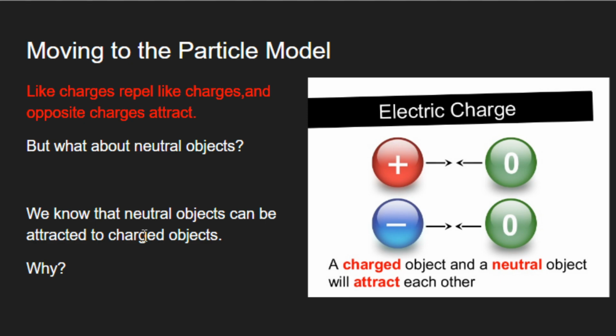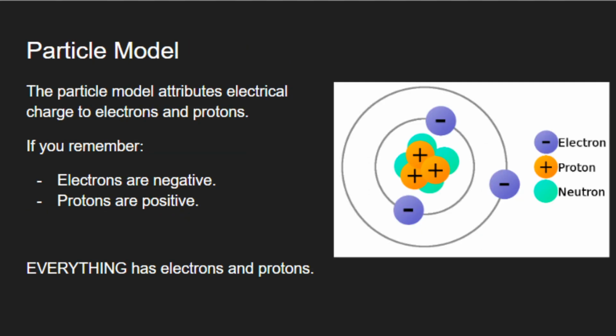Is the wall supercharged one way or the other? Probably not. So why can neutral objects be attracted to charged objects? The previous, old models confounded this; it didn't quite make sense. The particle model attributes electrical charge to electrons and protons. And if you remember, I hope you do, electrons are negative, protons are positive. We haven't been out of school that long, I hope.